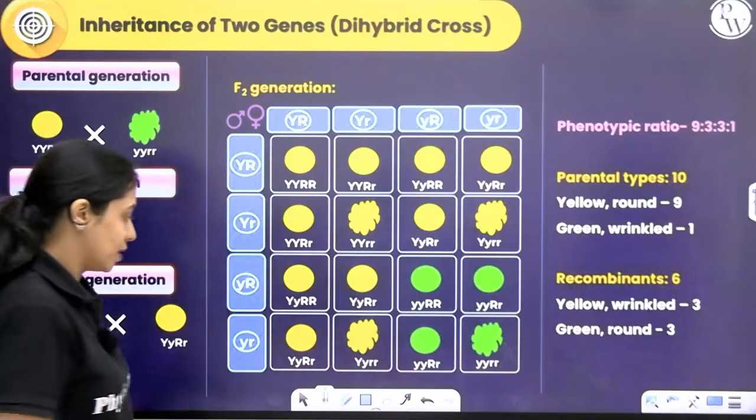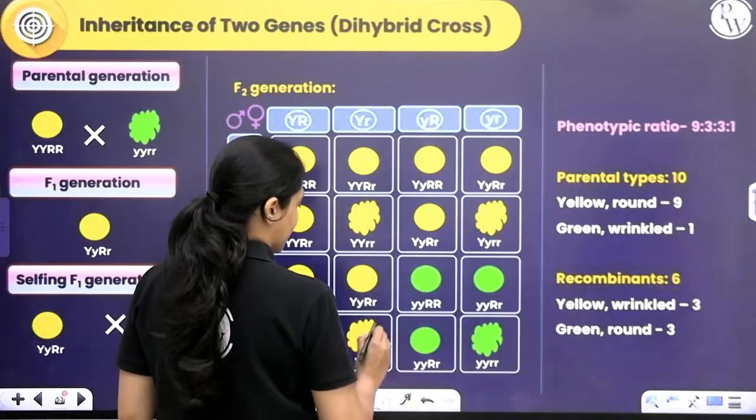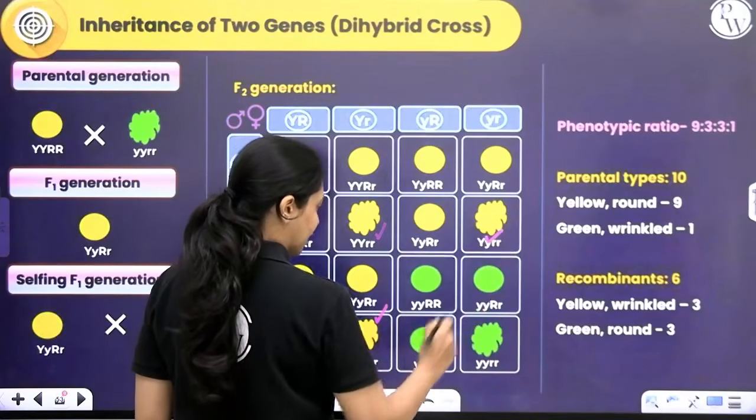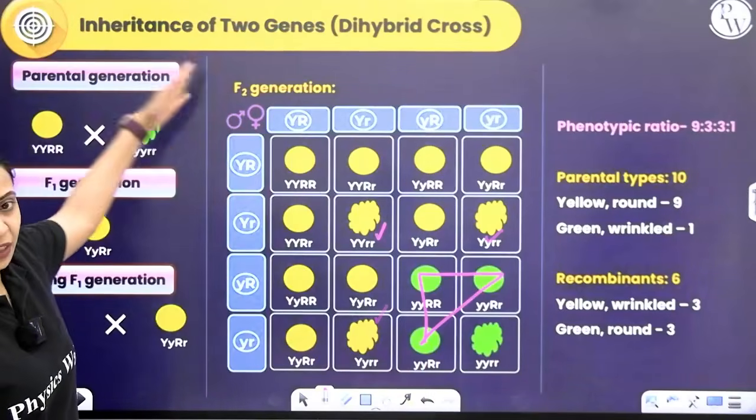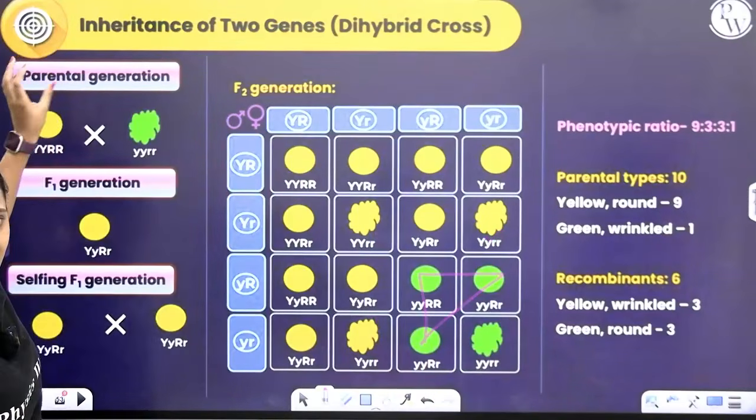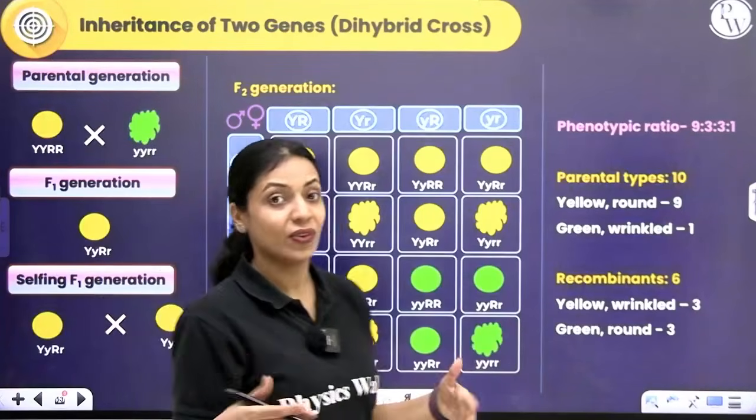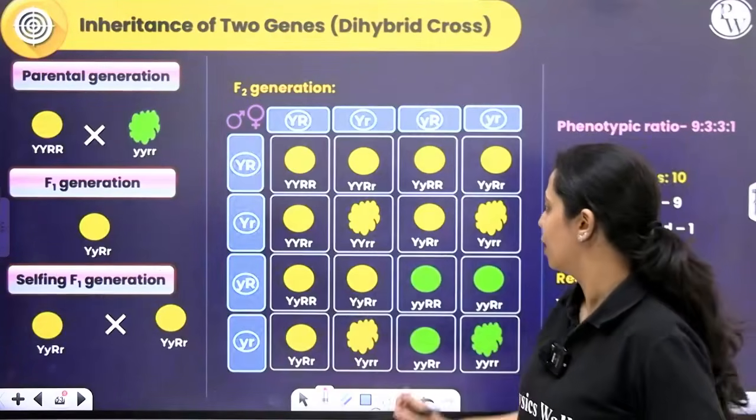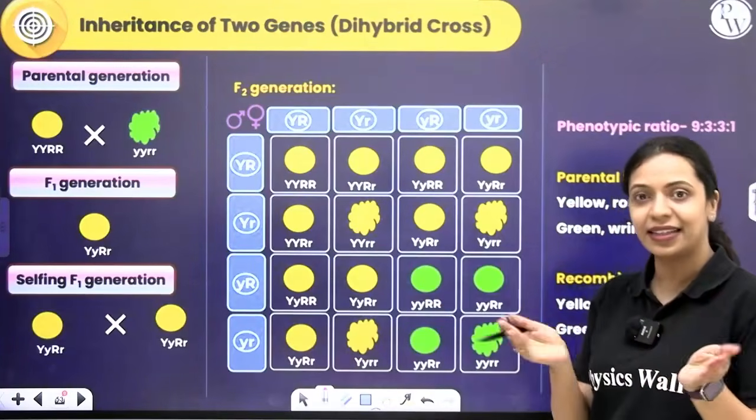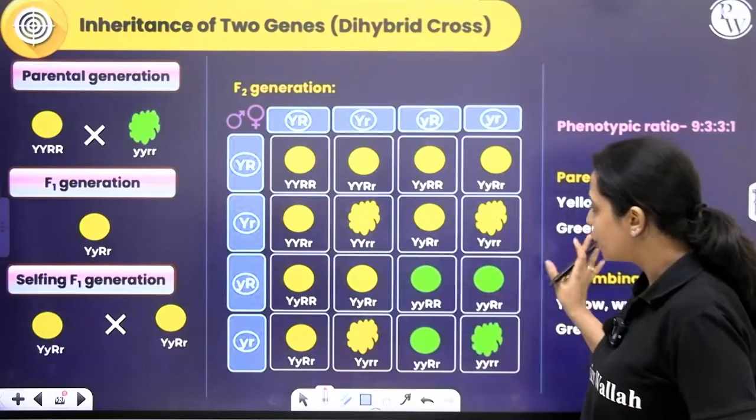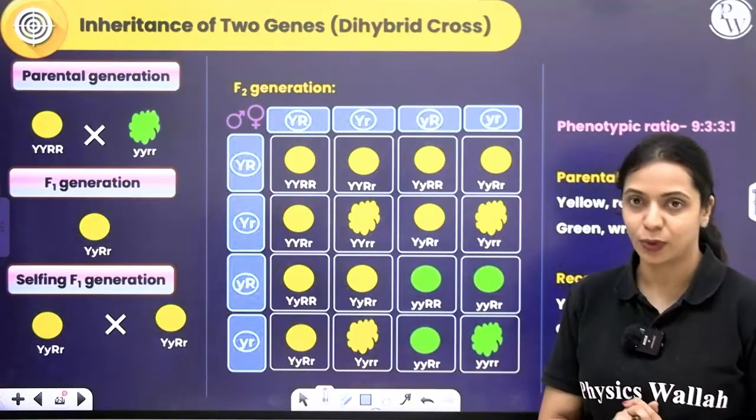If you notice here, we have new combinations. Yellow being wrinkled and green being round, we've not seen before. In the previous generations, all we've seen is yellow being round, green being wrinkled. But in the F2 generation, we have newer combinations, which means there is yellow that is being wrinkled, green that is being round. How do these newer combinations arise? We have to understand that. That is what Mendel also tried to understand.